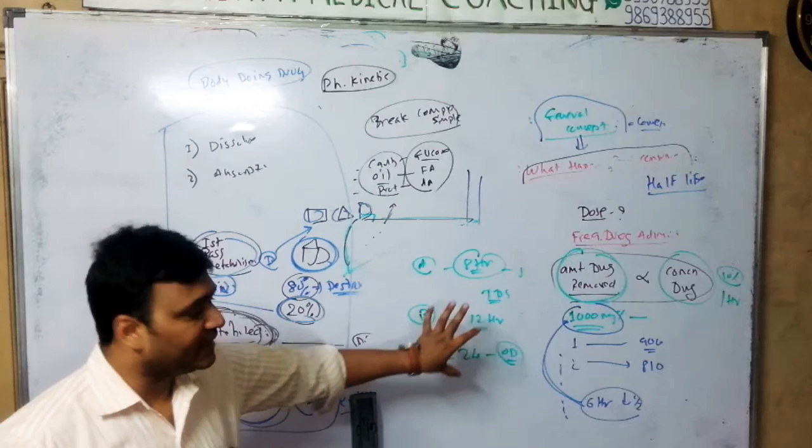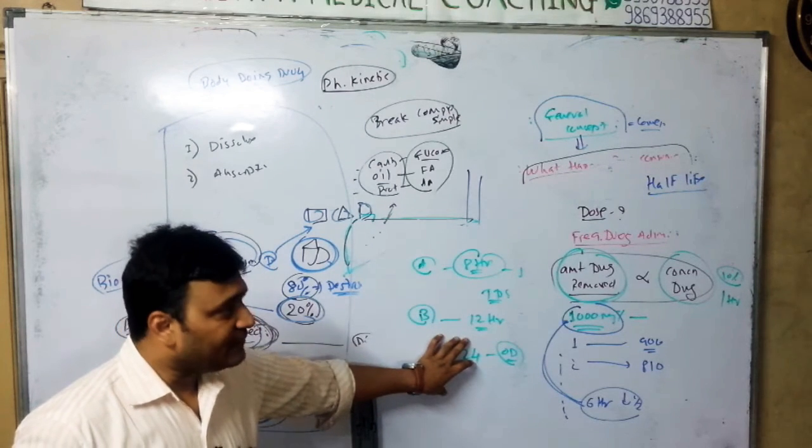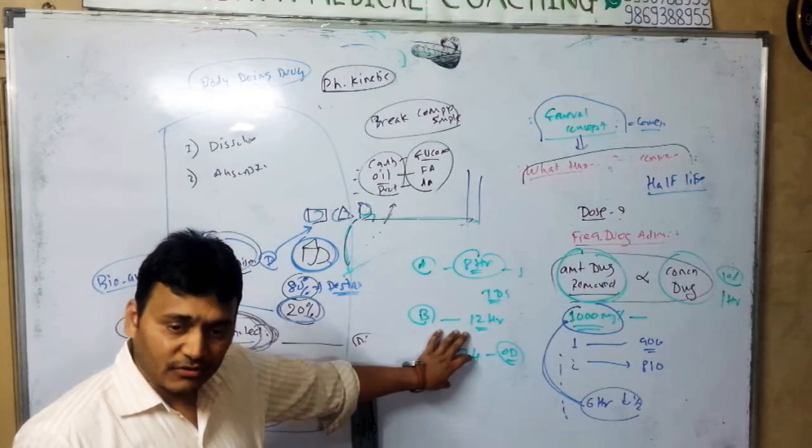We try to make it. We don't complicate these things. If the half life is 10 hours, we can give 3 times in a day also or twice in a day also.